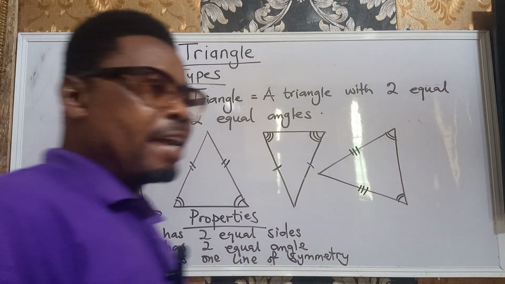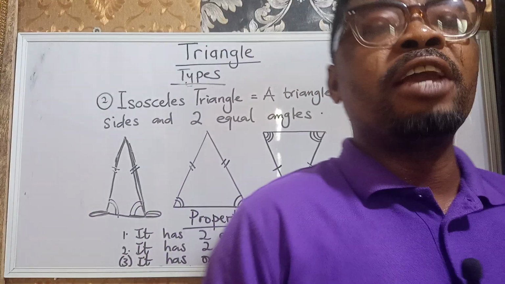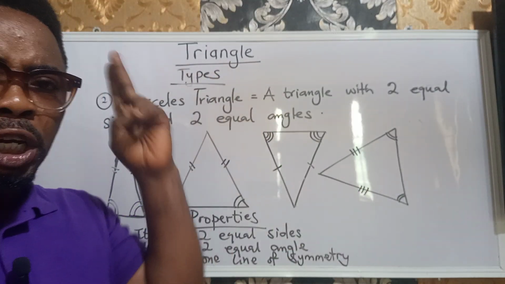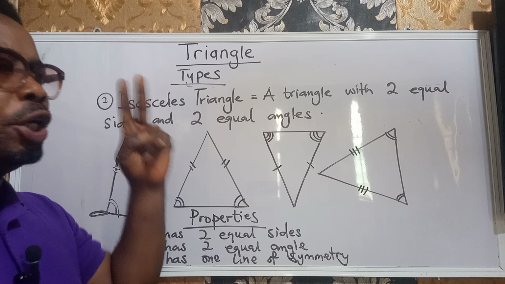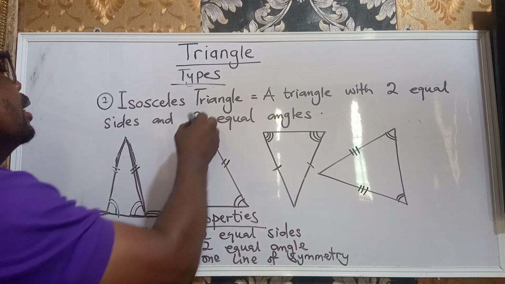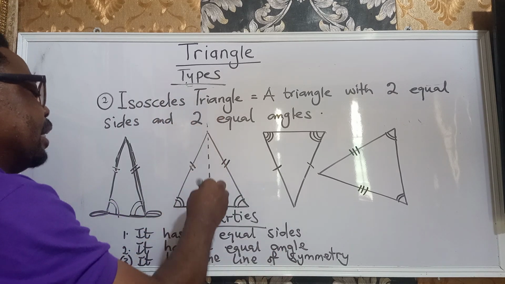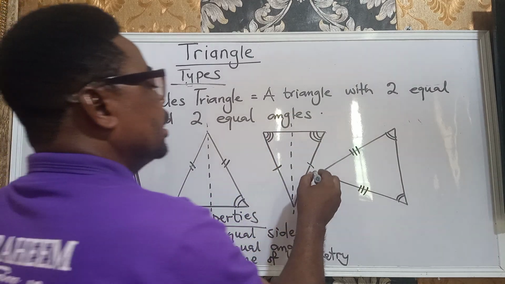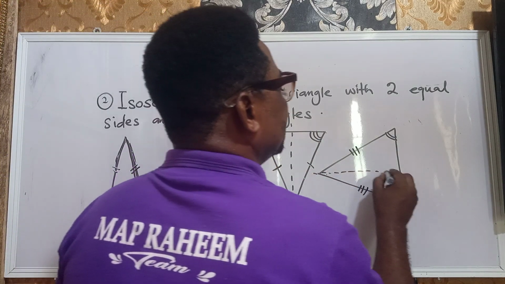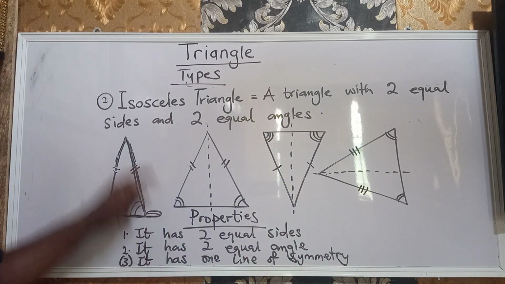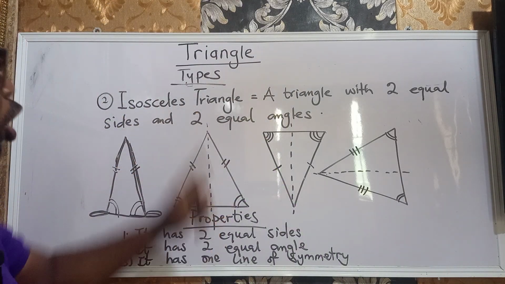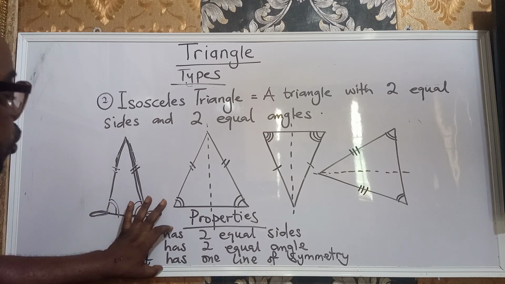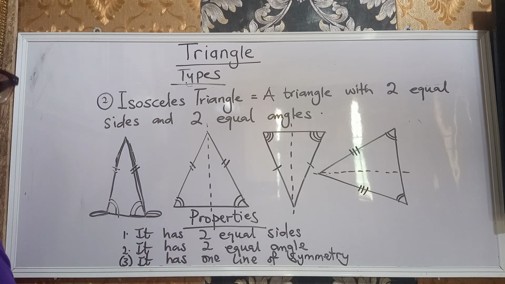Now, what is a line of symmetry? A line of symmetry is a straight line that divides an object into 2 equal halves. Look at this one. This is the only line of symmetry you can get in this one. So isosceles triangle has just 1 line of symmetry. It is one of the properties you can give to it. Add these 3 to the first 3 that we have before, making 6.